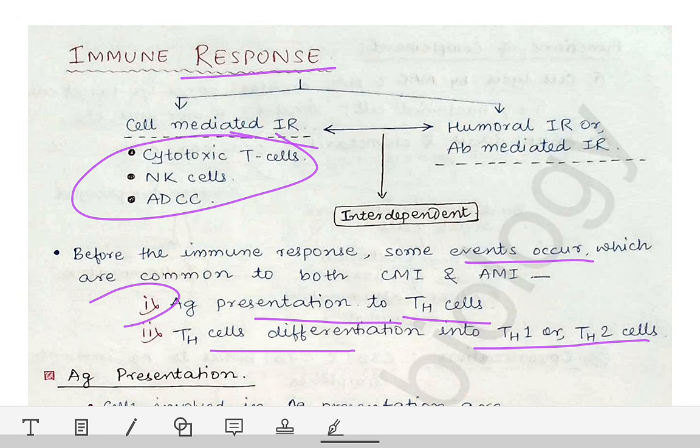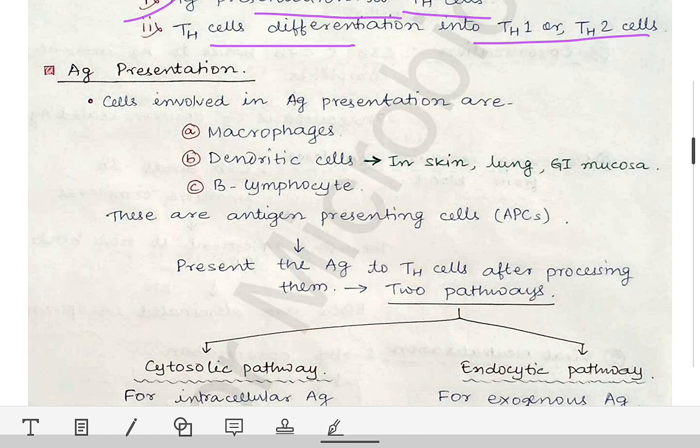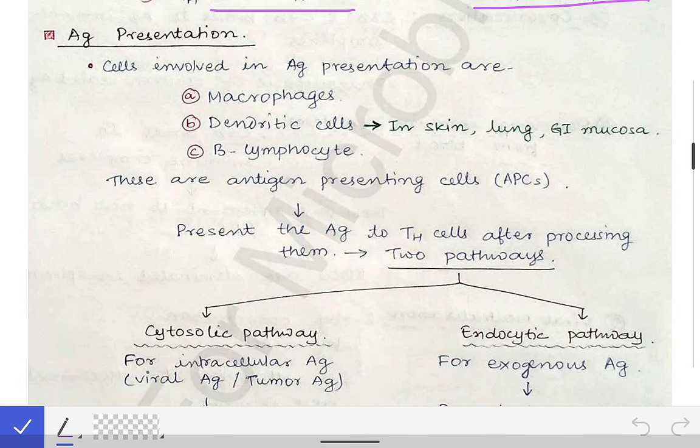Okay, now first of all we will discuss the antigen presentation, how the antigen is presented to the helper T cell. For the presentation of the antigen, there must be some dedicated cells which can engulf the antigen and then present it to the helper T cells. Those cells are the antigen presenting cells. Examples are the macrophages, the dendritic cells, and the B lymphocytes themselves. So these three cells are the dedicated antigen presenting cells which present the antigens to the helper T cells. There are some other antigen presenting cells also, but we will be focusing mainly on these three. The dendritic cells are present in skin, lung, and GI mucosa. You can remember this also.